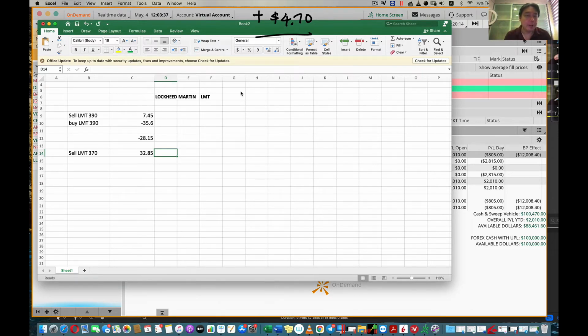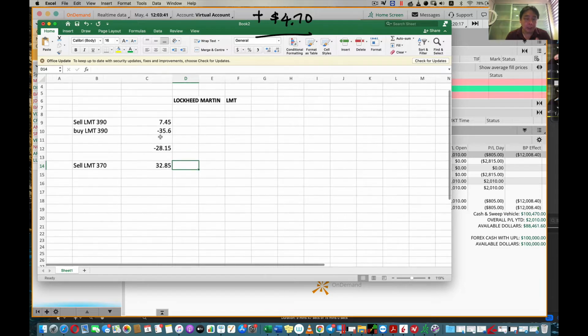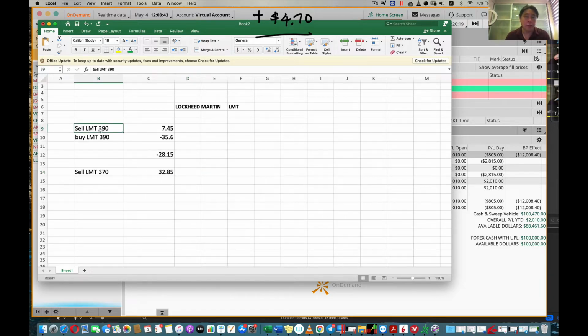Okay, so let's summarize. The first thing we did was sell that first put at the 390 strike, and we collected 745. Then we bought that put back at 35.60. Minus means we pay back, plus means we receive money. So for the first transaction, recall we lost 28.15. Then we sold a new put at 32.85 in order to cover the loss of that first trade. Covering the loss would still be a 470 credit, right?